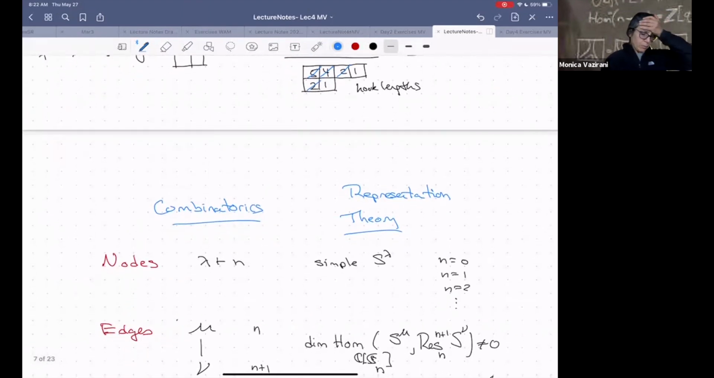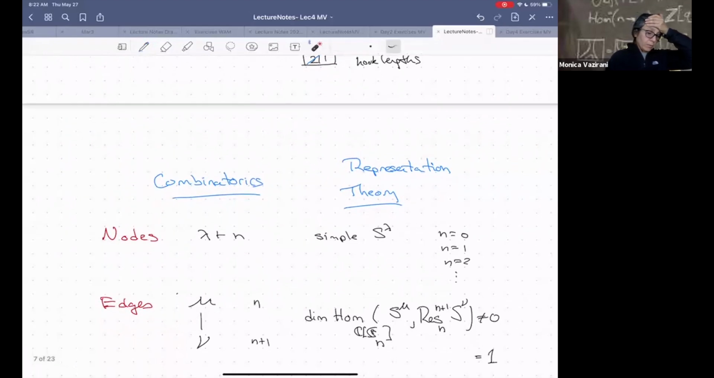All right, so let's recap where we are. When we have Young's lattice, on the combinatorial side, we just have the nodes.